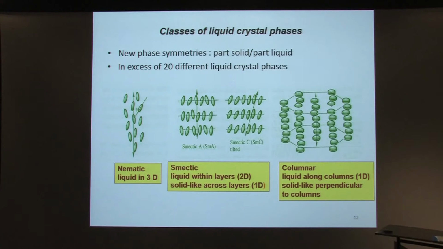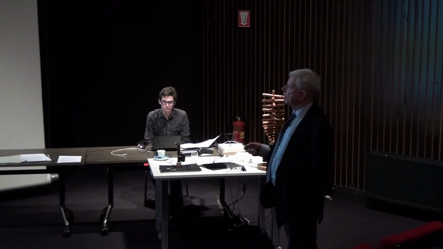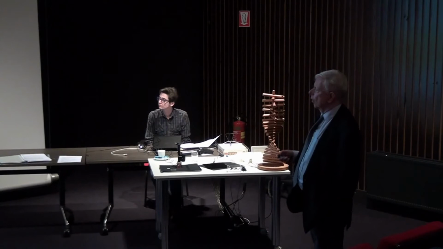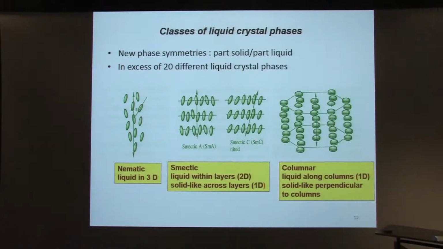Right. I said that there are a variety of liquid crystal phases, and the one I've been talking about has been the nematic phase, in which there's orientational order but no positional order in three dimensions, and the chiral version of that is the cholesteric phase. But there are many, many phases now, more than 20, and the smectic phases are liquid crystal phases in which the molecules, or indeed the rods, are orientationally ordered. They may be ordered perpendicular to the layers or at an angle to the layers. But there are layers, so there is some translational organization.